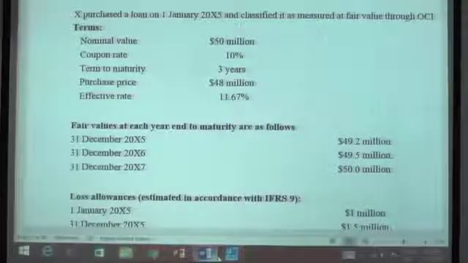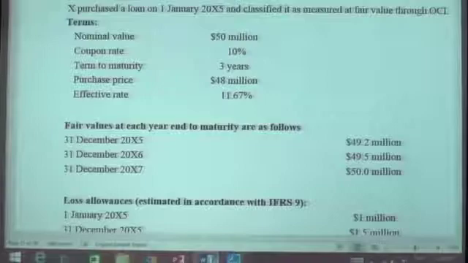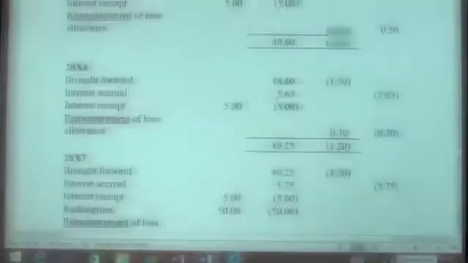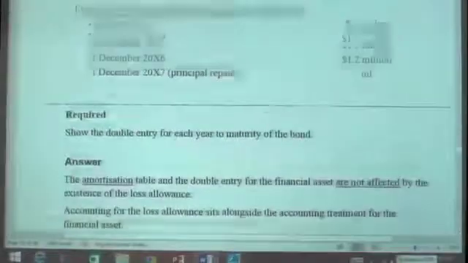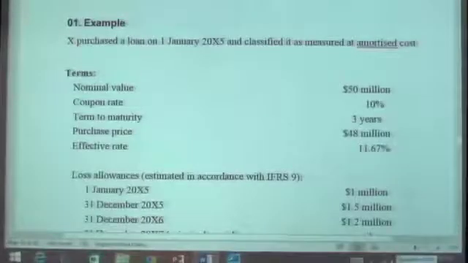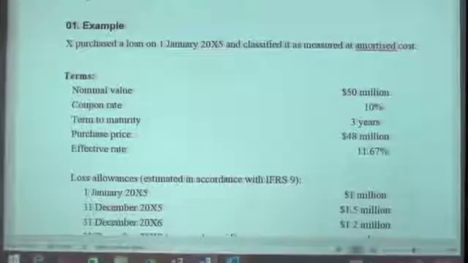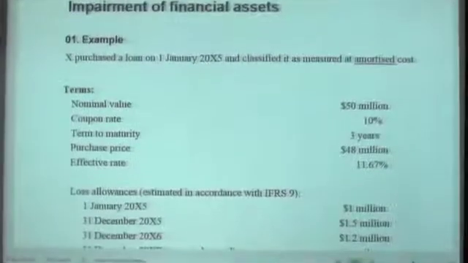Right, let's continue the session with yesterday's example. Yesterday we discussed how to identify the loss allowance for a financial asset at amortized cost. We have to maintain two accounts, the asset account and the loss allowance account. You will maintain the loss allowance until it comes to stage 3. Thereafter, you will write off against the asset value. That's about the amortized cost asset.